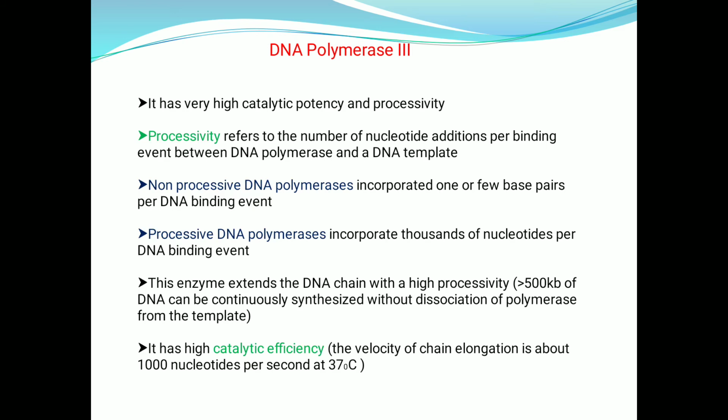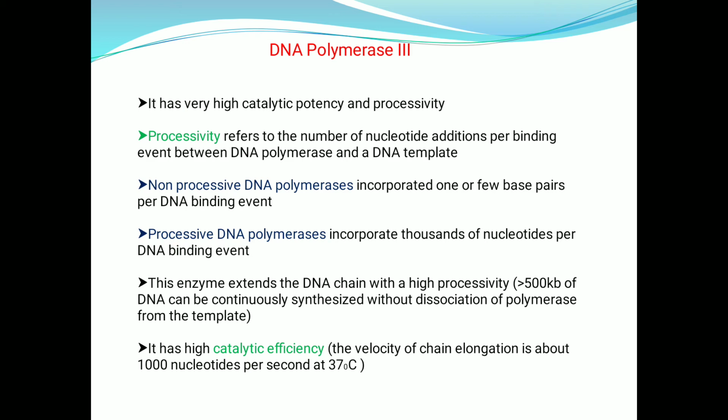And DNA polymerase 3 has very high catalytic potency and processivity. What is the meaning of processivity? Processivity refers to the number of nucleotide additions per binding event between the DNA polymerase and the template. Once the enzyme binds with the DNA template, the number of nucleotides added per binding is called processivity. And there are two types of enzymes, non-processive DNA polymerases and processive DNA polymerases. The non-processive DNA polymerases incorporate one or a few base pairs per DNA binding event.